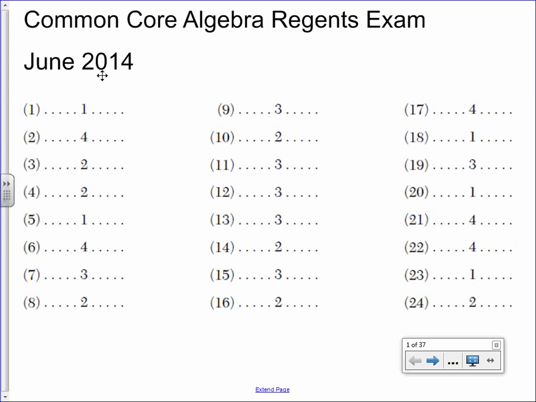This is the Common Core Algebra Regents exam from June 2014. Let's get started.